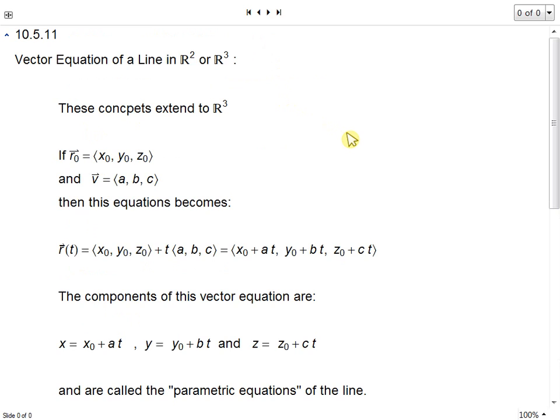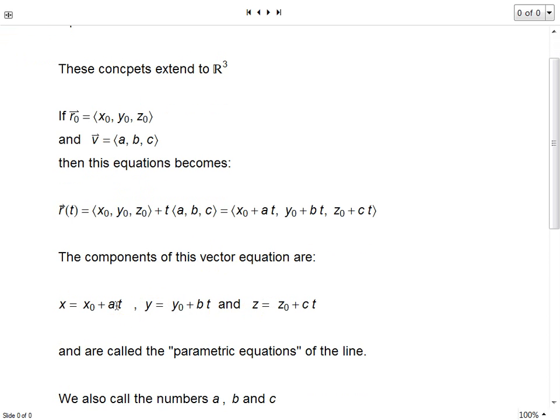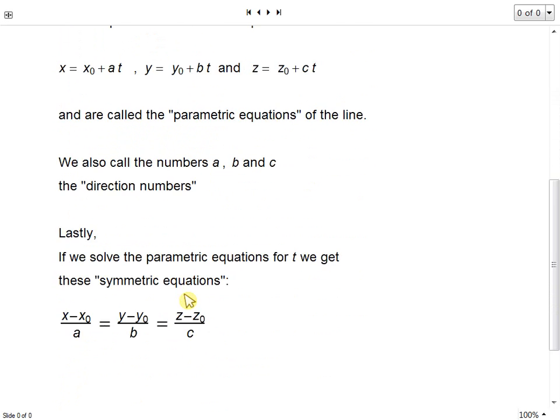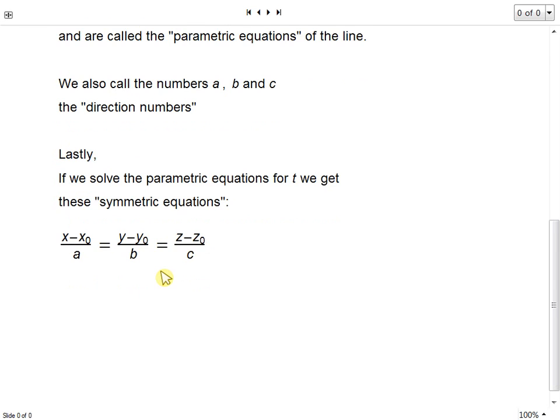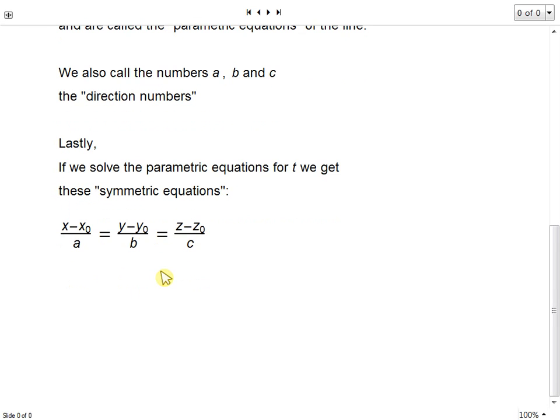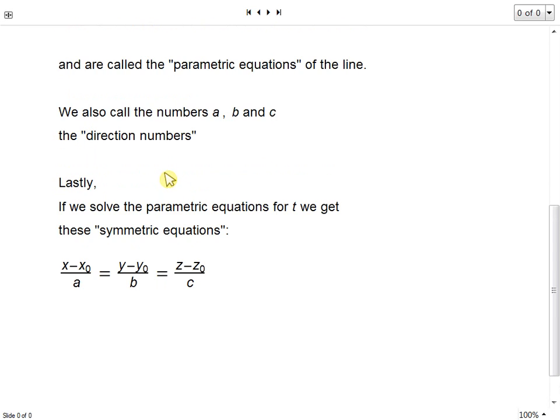Everything that we just did extends to three-dimensional. So if we have some initial vector that points to some point on the line in three-dimensional space, and someone gives us a new direction vector, this time it's ABC instead of just AB, then we can define our vector equation the exact same way. And that'll give you three parametric equations, and your symmetric equations will actually have three equations. There's a lot of information there. I'm running through it fast, but you've got a copy of it.